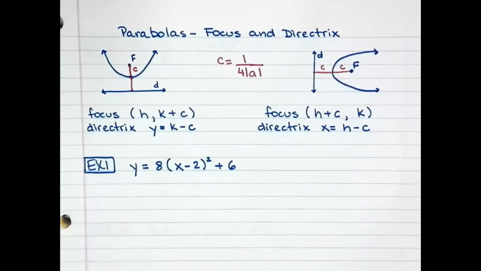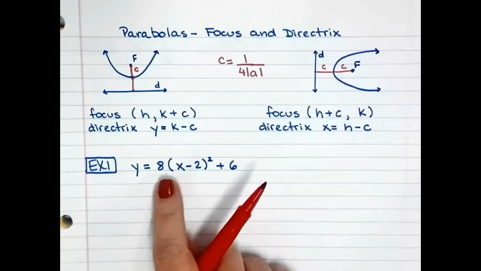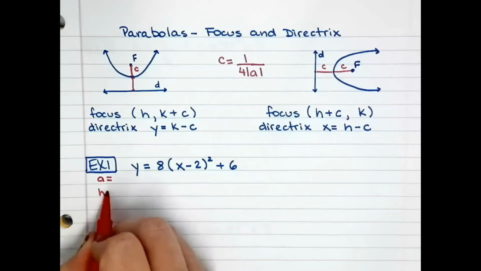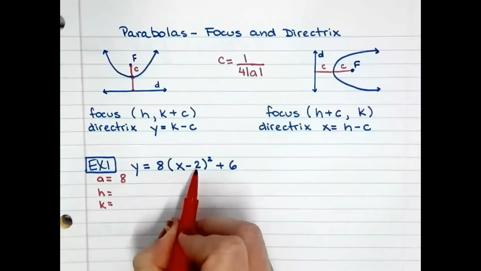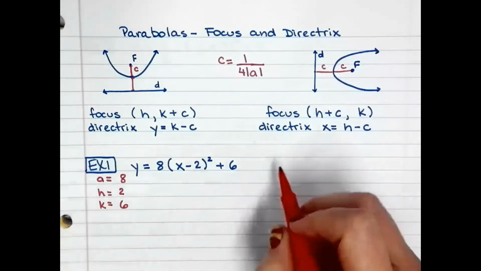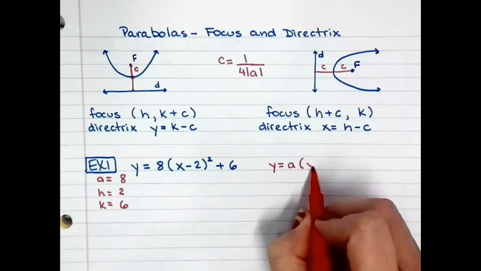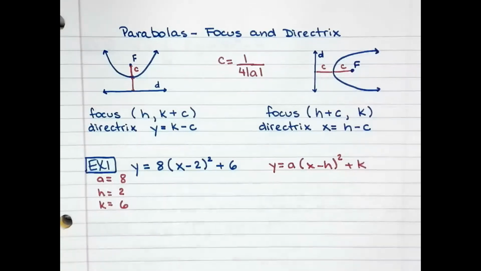Okay, here we go. We will find the focus and the directrix of all examples. So this one is already in vertex form. We're going to start out by identifying what we have: A, H, and K. So A is 8, H is 2, K is 6. Now, if you don't remember this, that's fine. The vertex form is this one right here for parabolas opening up and down. So it's always y equals.